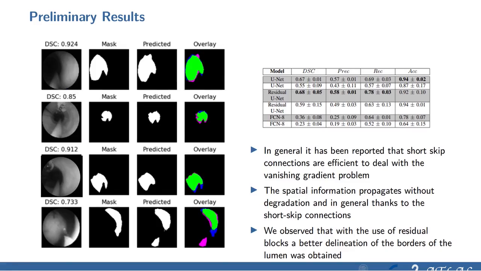In this table, I'm showing you the other metrics that we used: the precision, the recall, and the accuracy. The model we propose was better in the dice coefficient, the precision, and the recall. In general, we can say that this method is effective because it has been reported that the use of skip connections, which is what these residual blocks are formed by, is efficient to deal with the vanishing gradient problem. Also, the spatial information propagates without degradation, which explains why the results with this method are better.